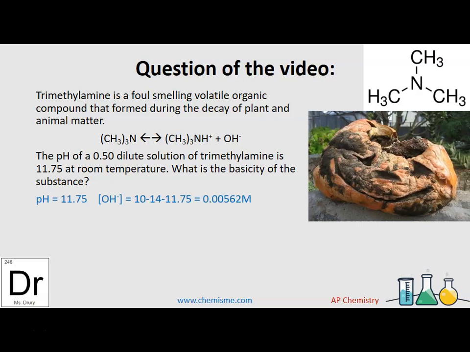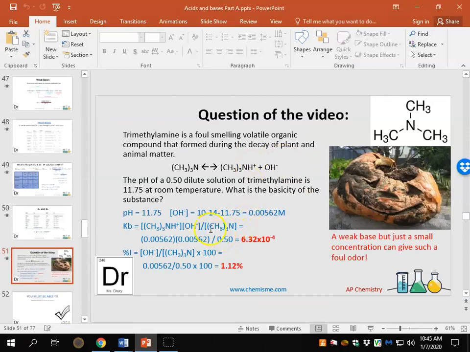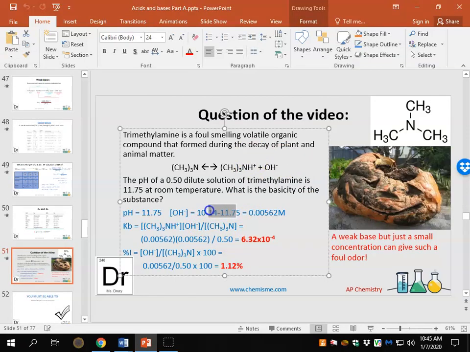What we can realize is if the pH is 11.75, that means the hydroxide concentration is 10 to the minus 14 minus 11.75. I don't know why I don't have that as an exponent. I'm just going to fix it while you're here. This should be an exponent so that you don't have to read it a little bit strangely. There you go. And that one too.